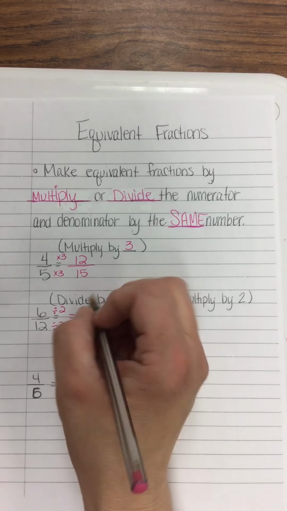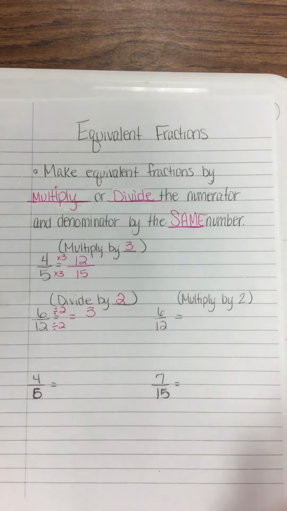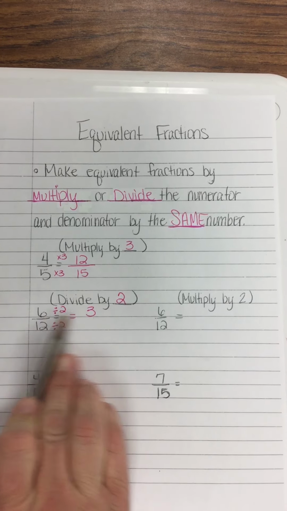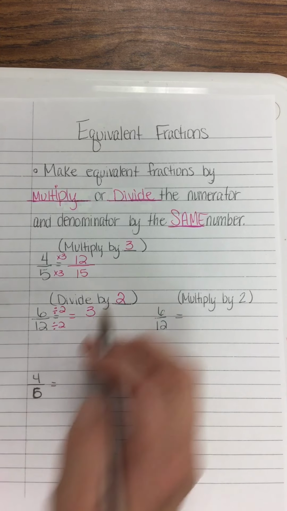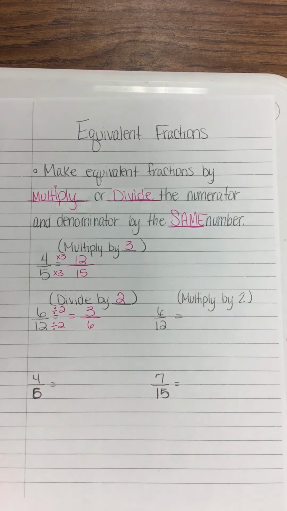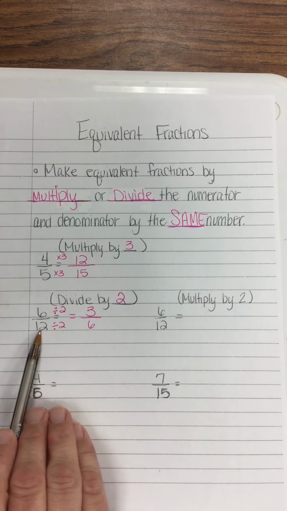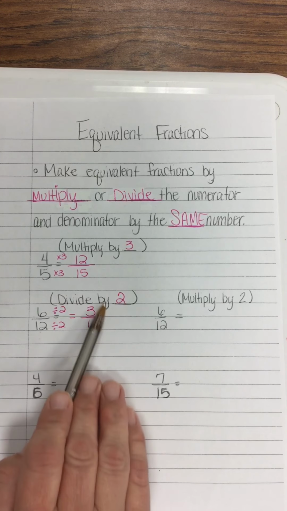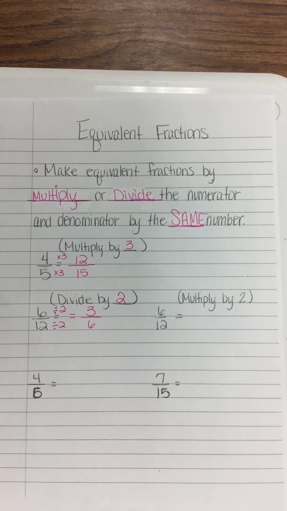6 divided by 2 is 3, because 2 times 3 is 6. 12 divided by 2 is 6, because 2 times 6 is 12. So 6 over 12 is equivalent to 3 over 6. We made an equivalent fraction.